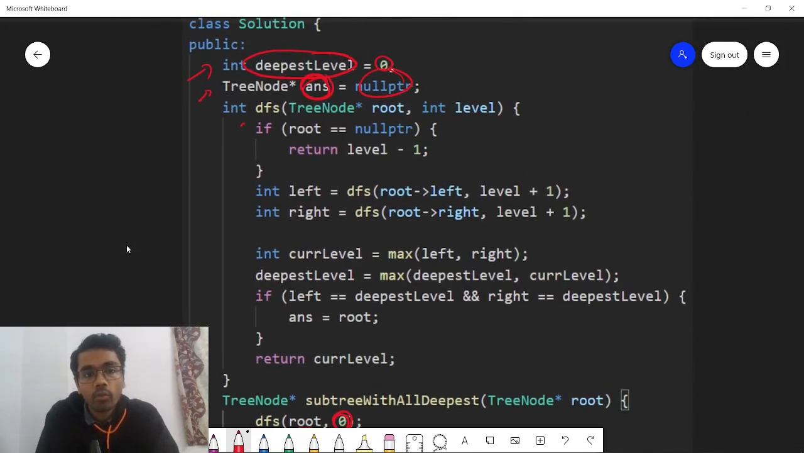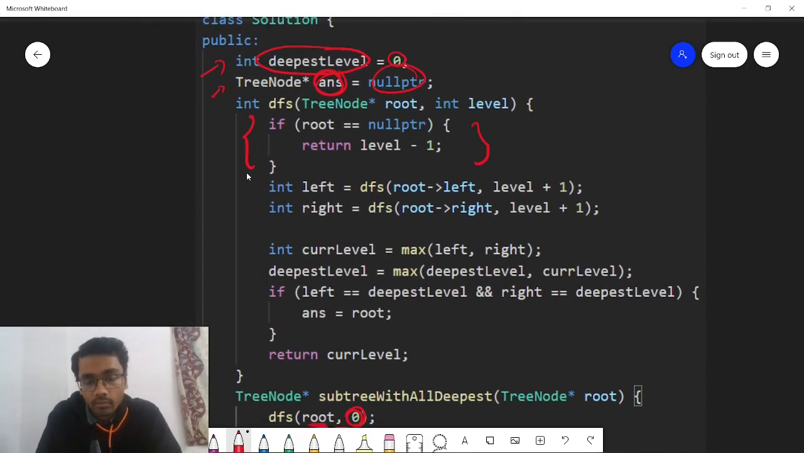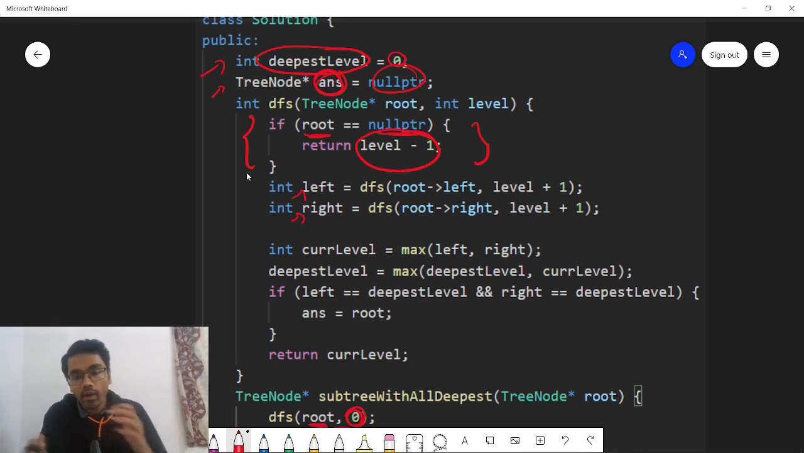Now in the DFS, what we are doing, so this is the base case. When root becomes null, or root reaches the null pointer, in that case we'll be returning level -1. So why are we returning level -1? We have already discussed that in the drawing explanation part. Now we are going towards the left and towards the right to find the deepest node possible. So whenever we are going towards the left, we are just passing root's left pointer and going to level +1, because if we are going towards the left, we are going one step deeper.